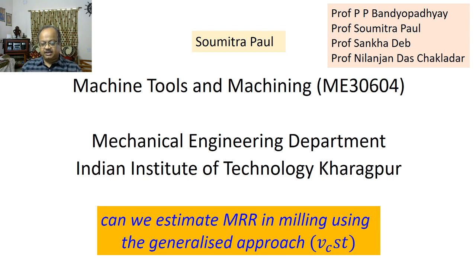Today we are going to take an interesting look at material removal rate in milling. The question is, can we estimate the material removal rate in milling using the generalized approach of VCS and T? Already in drilling we have seen, yes, with a tweak in concept it is possible to calculate material removal rate using VCS and T. Can we do the same in case of milling? Let us have a look.